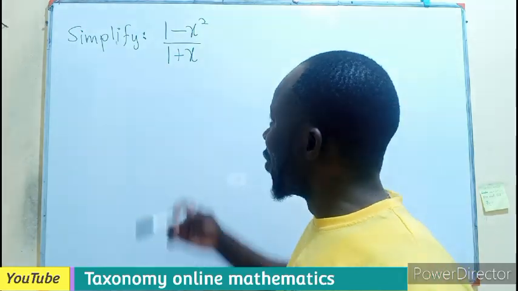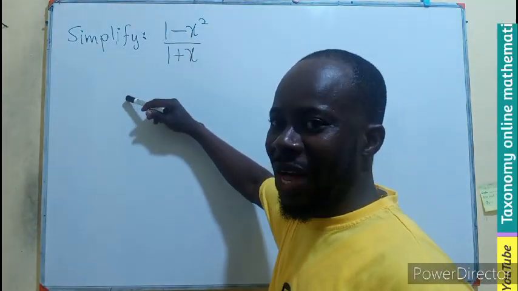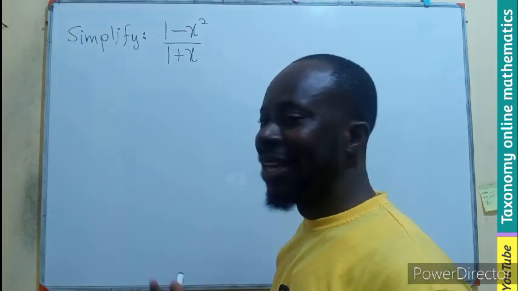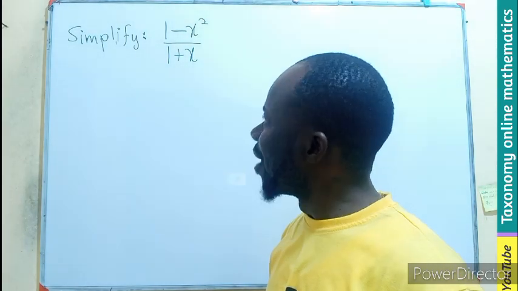Maybe you'll be thinking you will cancel the 1 and the 1 will cancel, then the x will go here, 1. So the answer will just be x. No, that will not be possible.